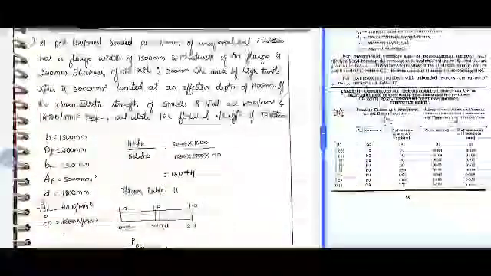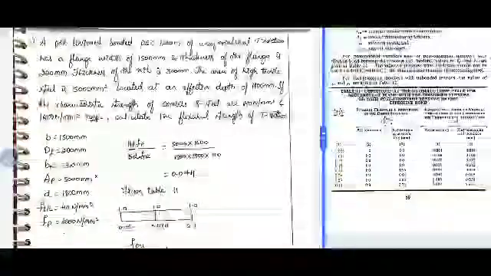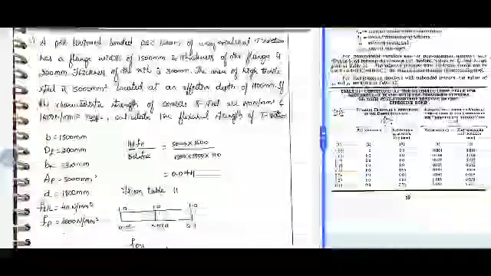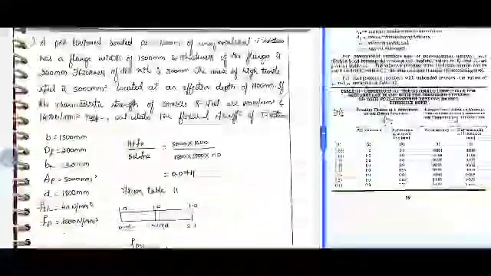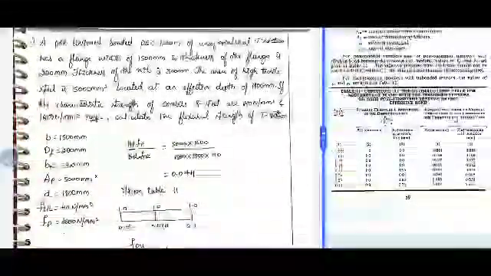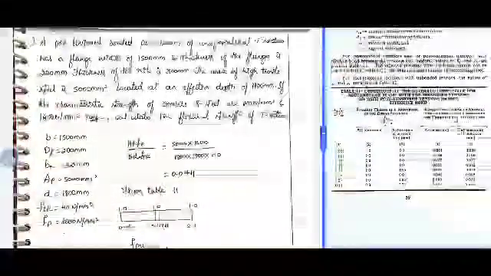The area of high tensile steel is 5000 mm square, located at an effective depth of 1800 mm. If the characteristic strength of the concrete and steel are 40 Newton per mm square and 1600 Newton per mm square respectively, calculate the flexural strength of T section. So here it is a T section, and it is a post tension bonded section, so it means bonded flanged section, that is case 2.